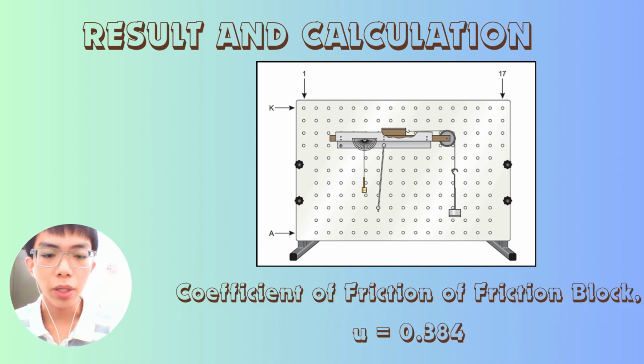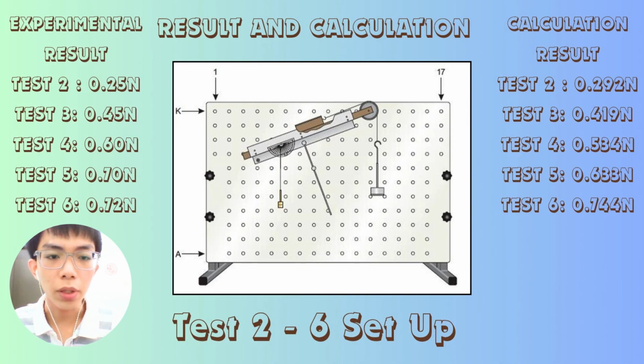In test 1, we obtain that the angle of the inclined plane is 21 degrees. We obtain that the coefficient of friction is 0.384 based on the equation. After that, we replace the friction block with a cup and add the weight hook to undergo the other test. In test 2, when the angle of inclination of the plane is 0 degrees, we require 0.25 Newton of the weight hook to make the friction block move.